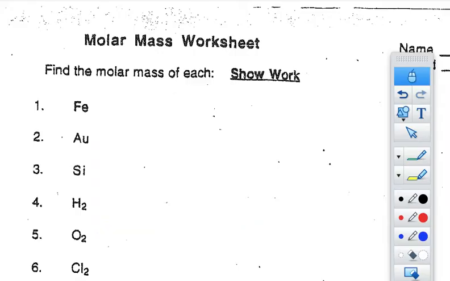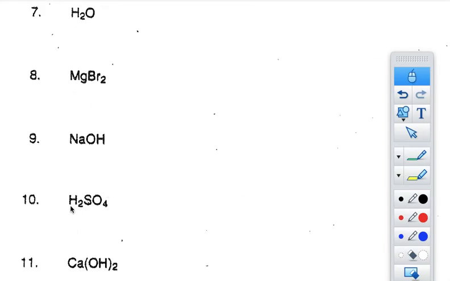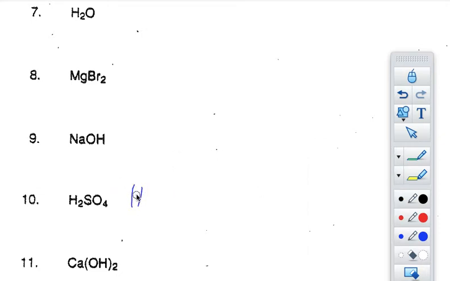I'm going to get rid of those. All right, so I can scroll down. Let's do a more challenging one. One like here, H2SO4. So I have to add up all of these elements together. If I look up hydrogen, hydrogen is 1. So H would be 1 times 2. That's 2 grams. Sulfur, if I look sulfur up on the periodic table, it's going to be 32.06. We only have 1 sulfur there.